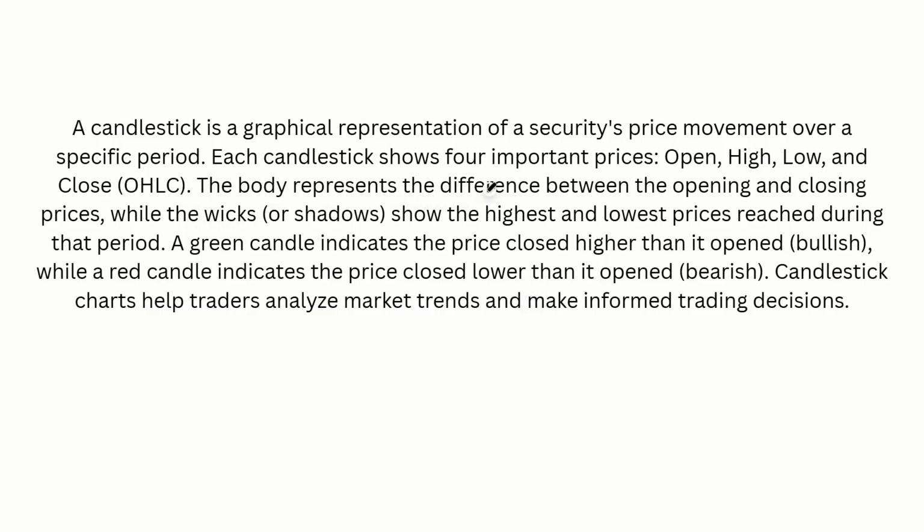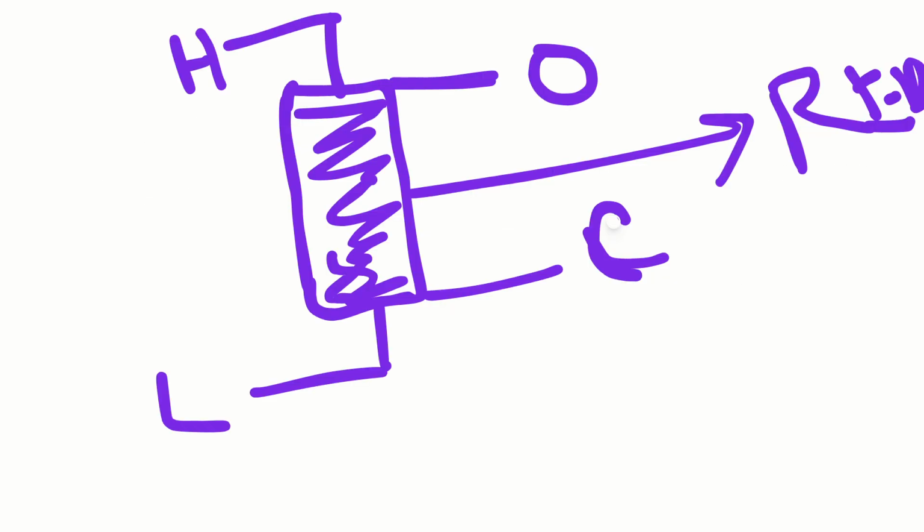The body represents the difference between the opening and closing prices, while the wicks or shadows show the highest or lowest prices reached during that period. So if you are seeing a 5 minute chart, and you see a wick in that 5 minute chart, that represents that the price reached there once, but it could not last.